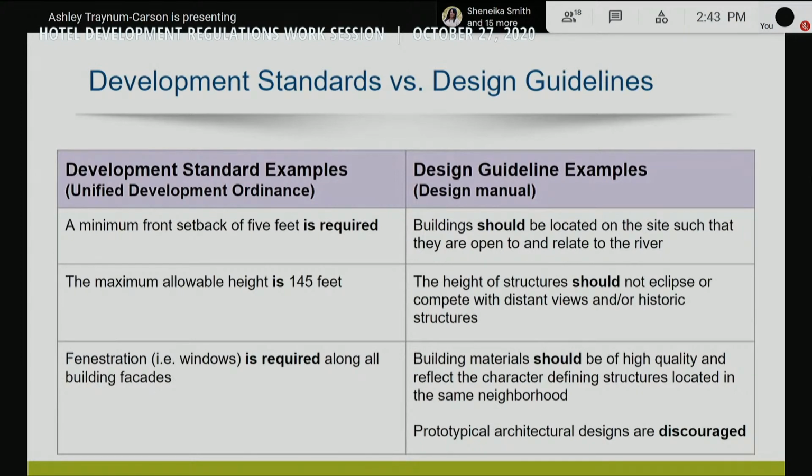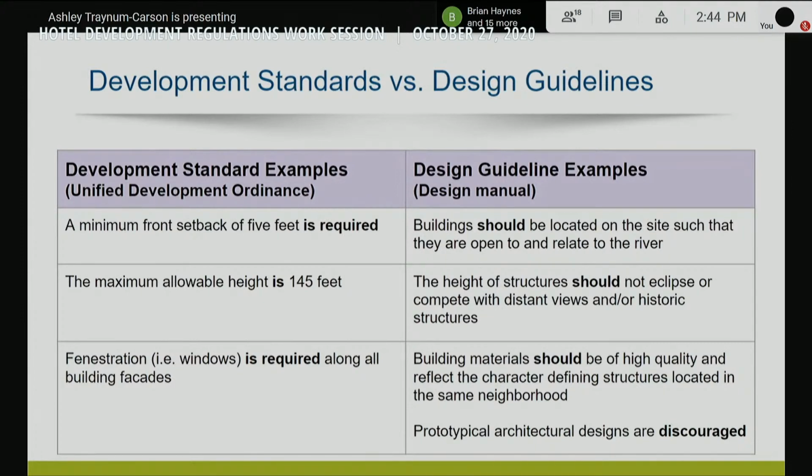The design guideline example that would be similar to that would say something like this: the height of structures should not eclipse or compete with distant views and/or historic structures. And that would be a way to, again, improve the location and height of a building so that it does not negatively impact adjacent buildings, such as an historic building in downtown, or compete with a distant view. And that would be subject to the review and approval by this new design review commission.